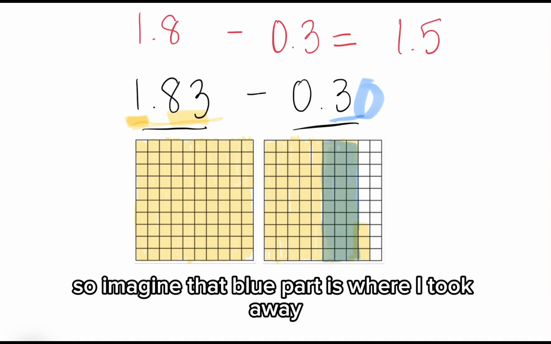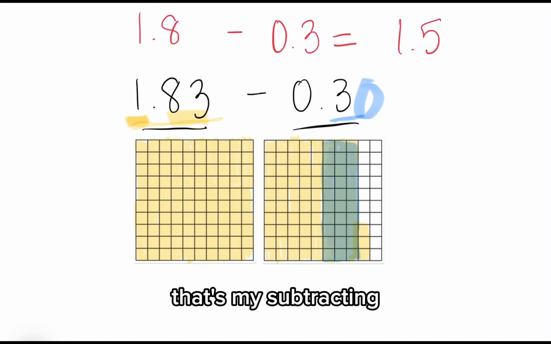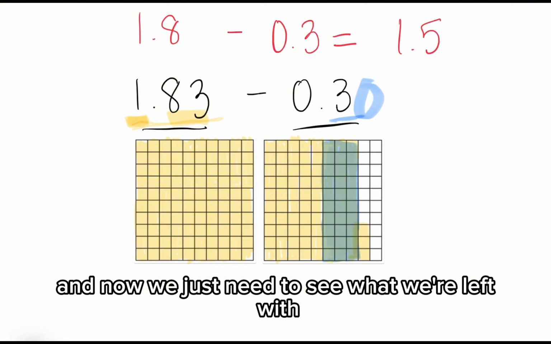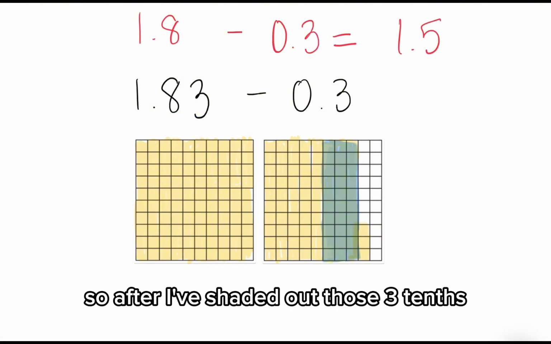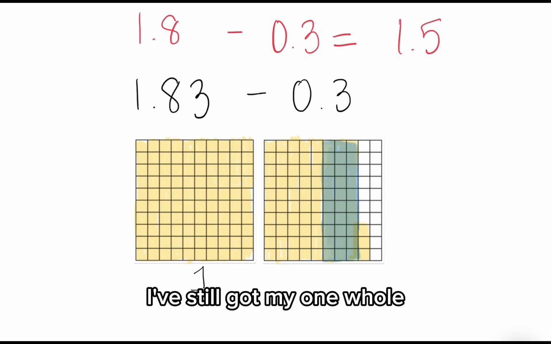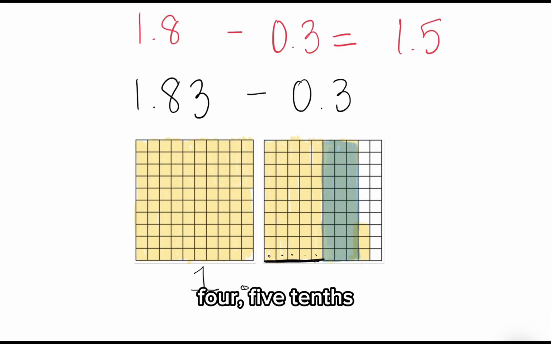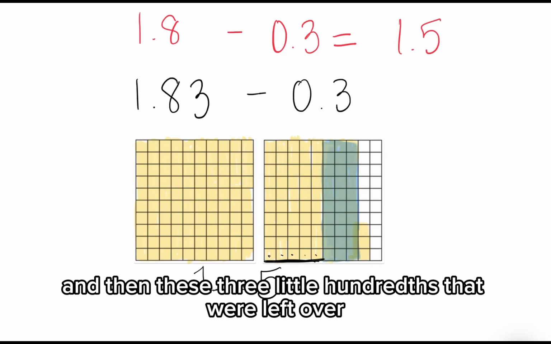So imagine that blue part is where I took away. That's my subtracting. So I took away 3 of the tenths that were already there. And now we just need to see what we're left with. So after I've shaded out those 3/10, I've still got my 1 whole. This right here represents 1, 2, 3, 4, 5 tenths. And then these 3 little hundredths that were left over.